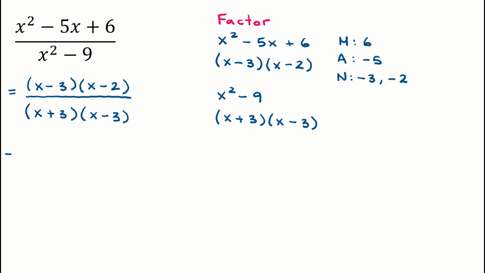After everything is factored, we can go on to our second step, and our second step is reduce. So what that means is if we have the same bracket on the numerator as well as the denominator, we can cancel them out. So in this case, we have x minus 3 in the numerator as well as the denominator, so we can cancel that out. And that leaves us with a simplified fraction of x minus 2 divided by x plus 3.